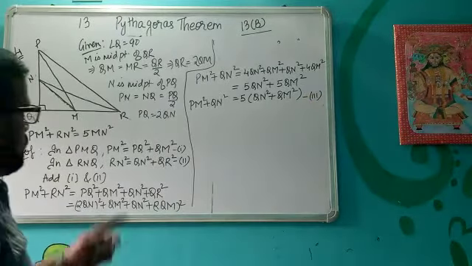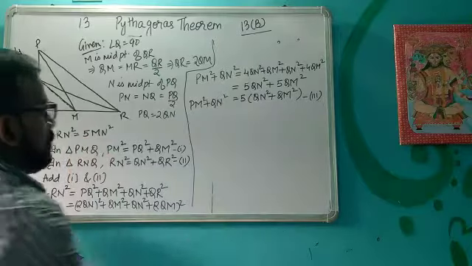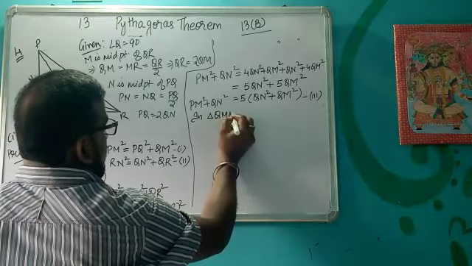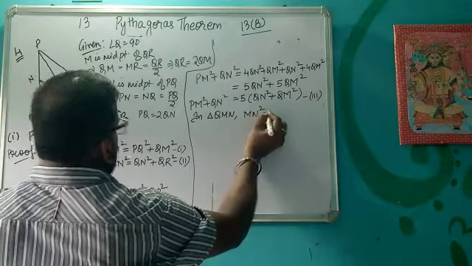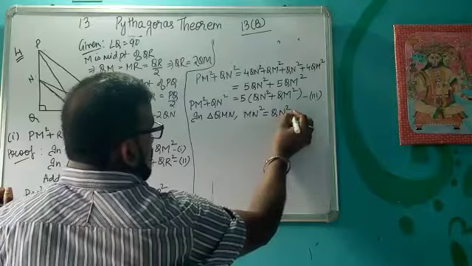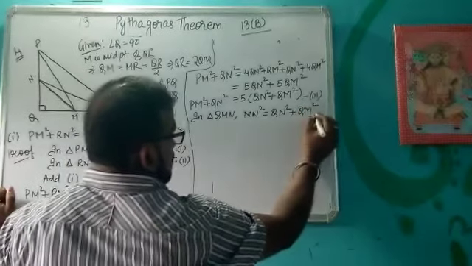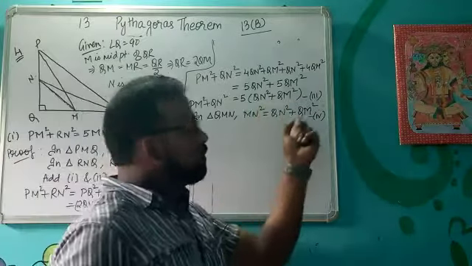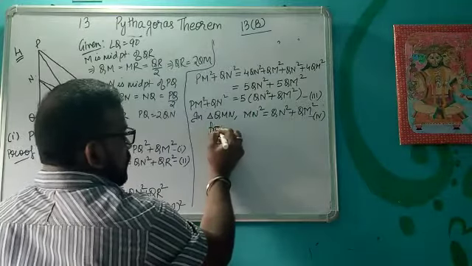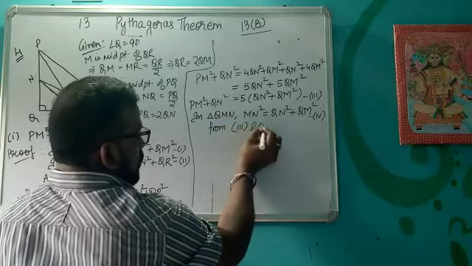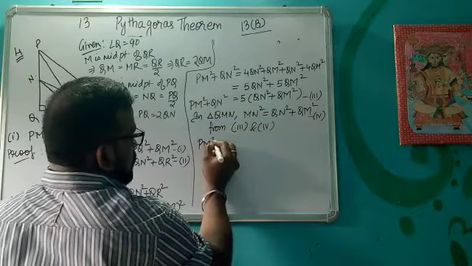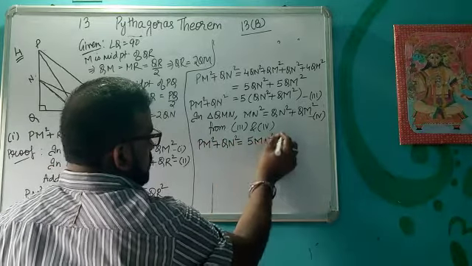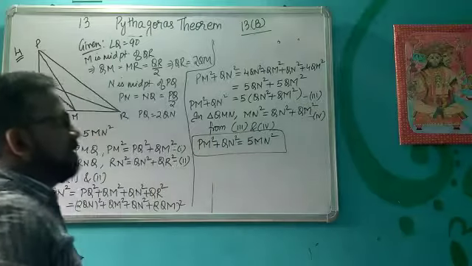Now what we need is MN. If you see in triangle QMN, MN square is equal to QN square plus QM square. This is the fourth equation. So we will replace the value of QN square plus QM square. So from 3 and 4, PM square plus RN square is equal to 5 MN square. Okay, so this is our proof.